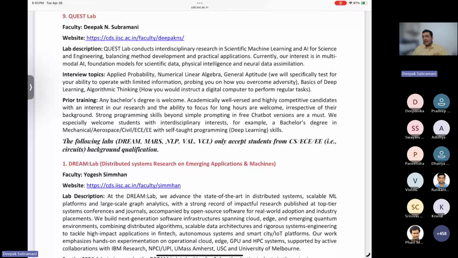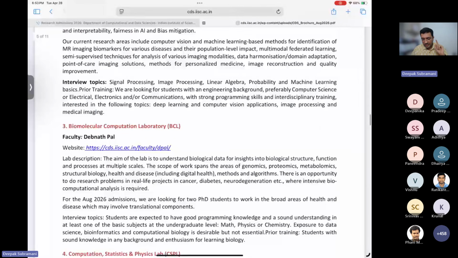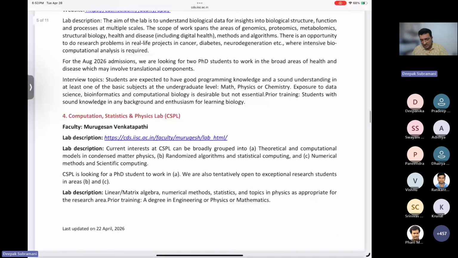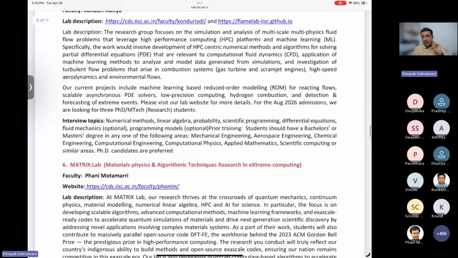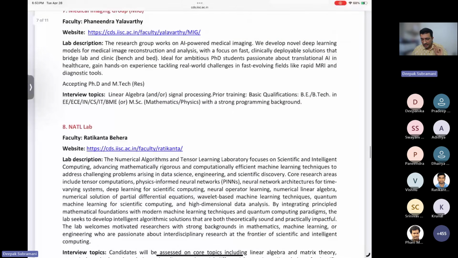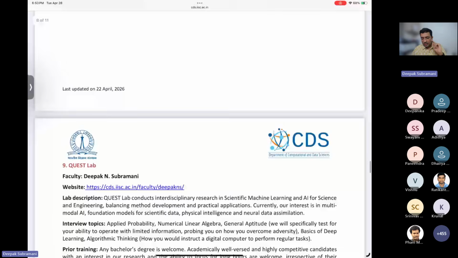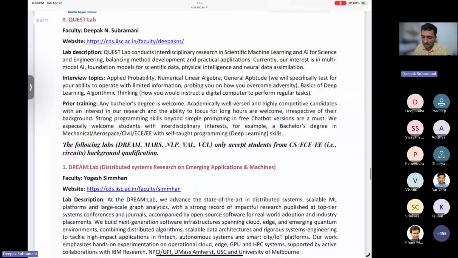Okay, so these are the nine labs once again: the ATCG lab, the BCL lab, Biomedia lab, CSPL, Flame lab, Matrix lab, medical imaging, Tensor lab, NATL lab, and Quest lab. These are the nine labs in the computational science and engineering domain.